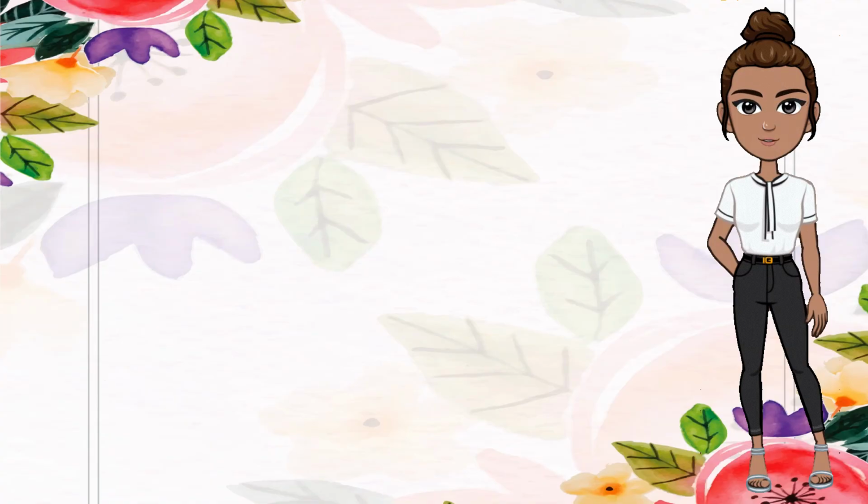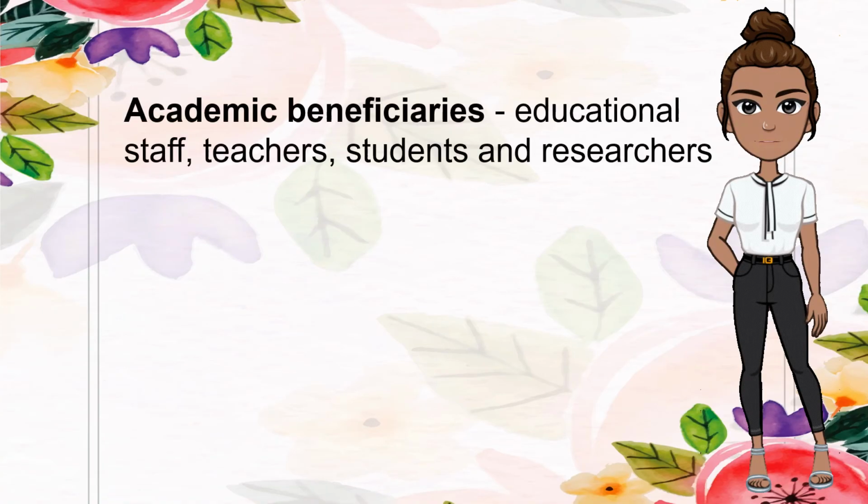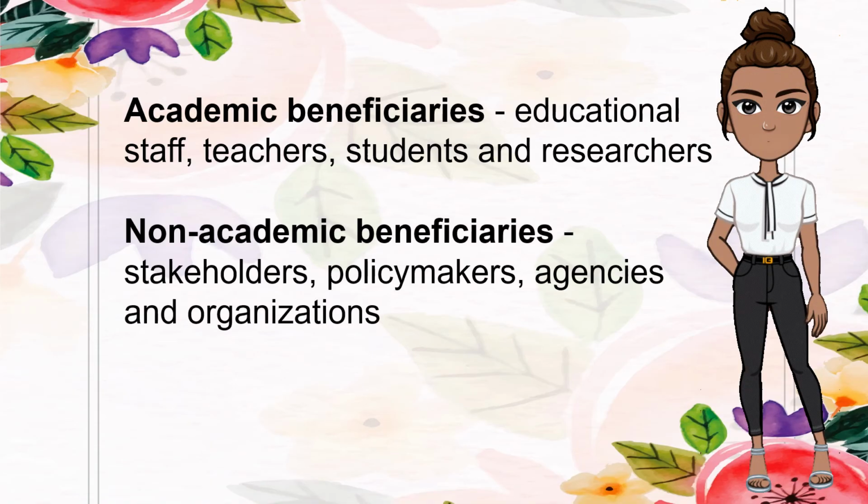After identifying the general significance of the study, the researcher also has to determine the beneficiaries who will directly gain from the results of the study. They may be classified as academic or non-academic. Academic beneficiaries may include educational staff, teachers, students, and researchers, while non-academic beneficiaries may include stakeholders, policymakers, agencies, and organizations. They should be specifically listed according to the significance of the study's results to them.